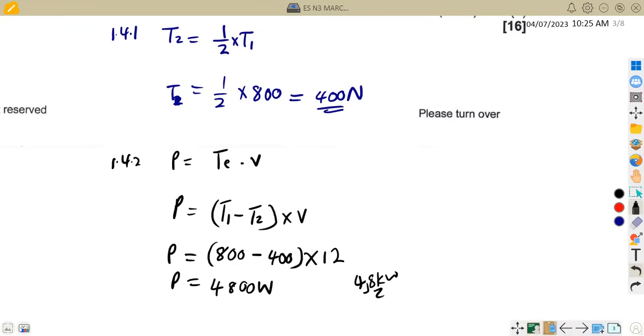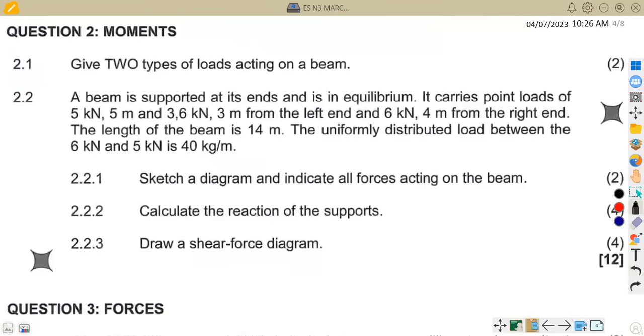All right. So let's check the other part of the question, which is question 2. Question 2 was on moments, and the first part asks us to give 2 types of loads acting on a beam. So on a beam, we know that there are so many loads that can act there, but which 2 types are we referring to?